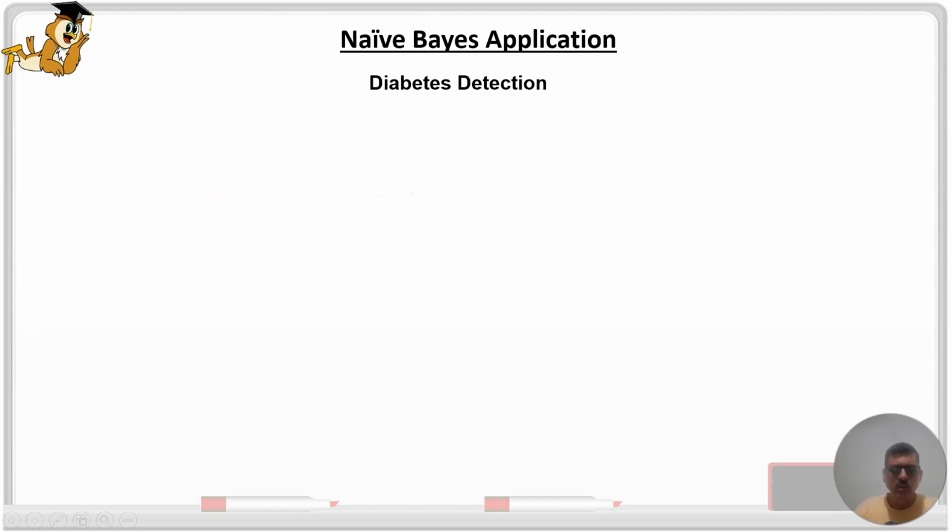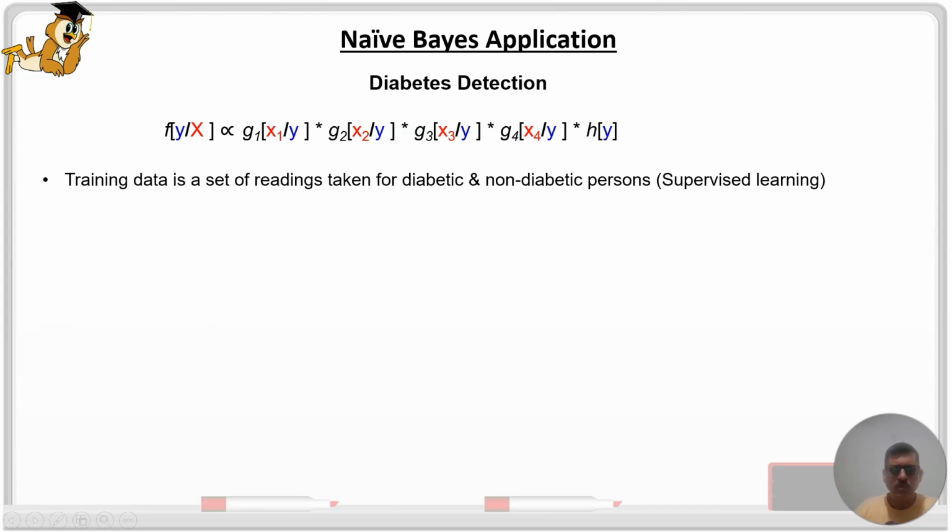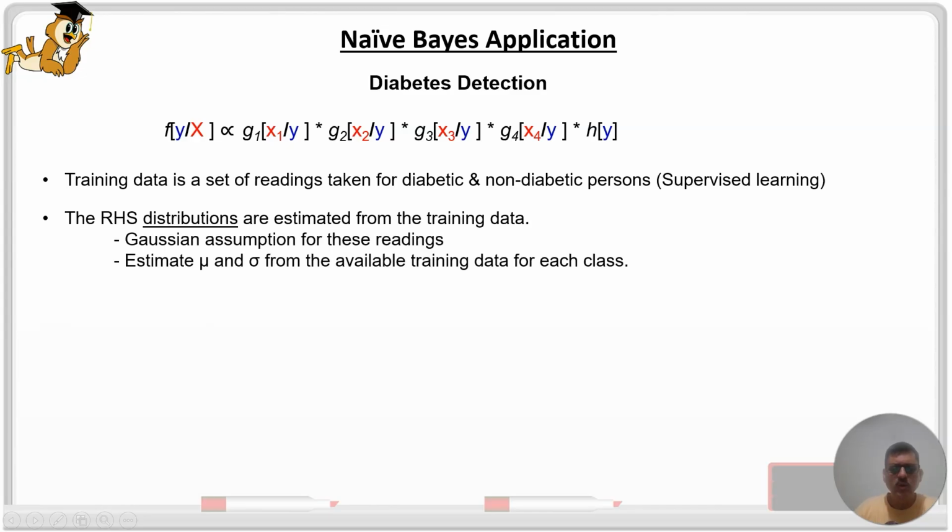So what do we do here? We are going to essentially make the assumption that the RHS distributions are Gaussian. Okay, so you are going to assume that these probability density functions are Gaussian in nature, and once you assume that they are Gaussian, all you need to do is estimate the mu, which is the mean, and the variance from the available training data. Now these are easy to estimate, right?